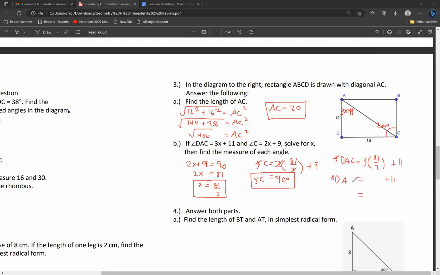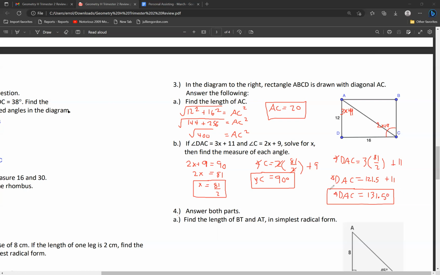3 times 81. 3 times 81 is equal to 243. And you said divide by 2. Yep, then divide by 2. 121.5. 121.5. Now add 11 to that. 132. No, 131.5. 131.5 degrees, right? Degrees.